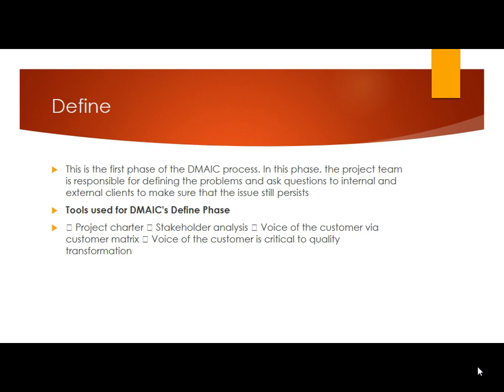So first, we'll start with define. As we know, once a problem is analyzed, a project team is formed for resolution. There are five steps of the DMAIC methodology. First, define. This is the first phase of the DMAIC process. In this phase, the project team is responsible for defining the problem and asking questions of internal and external clients to make sure that the issue still persists.